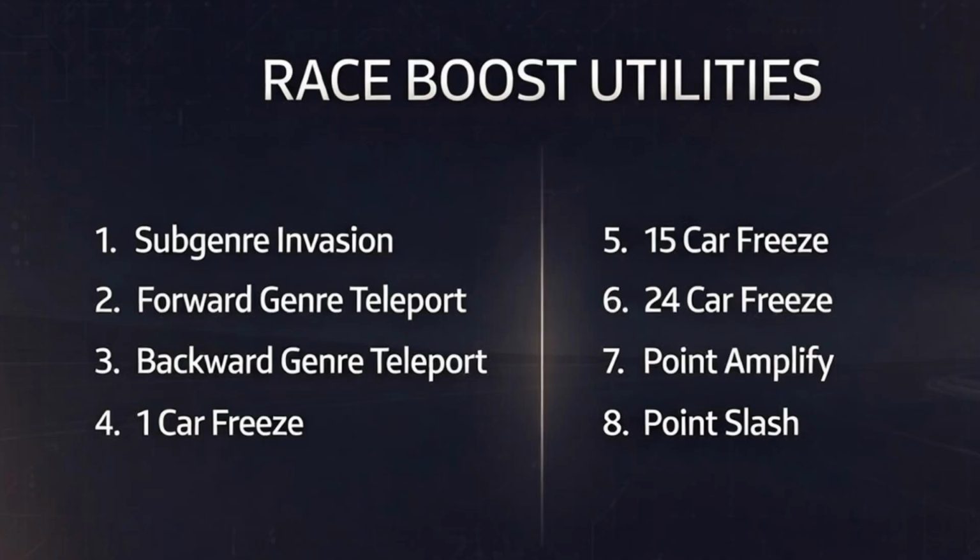Race Boost Utilities. Under the Race Boost Utilities, we have the following 8 boost features. Number 1, Subgenre Invasion. Number 2, Forward Genre Teleport. Number 3, Backward Genre Teleport. Number 4, 1 Car Freeze. Number 5, 15 Car Freeze. Number 6, 24 Car Freeze. Number 7, Point Amplify. Number 8, Point Slash. Let's go into these 8 race boost utilities one by one.